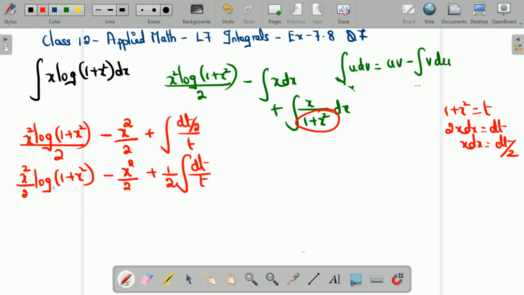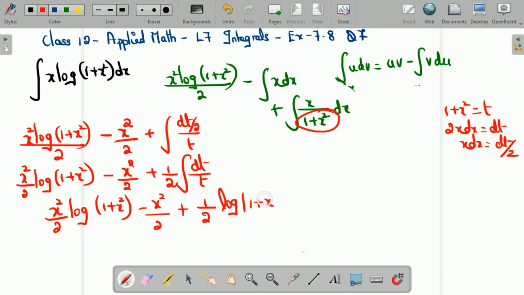So finally all the substitutions we can do after integration. So x squared by 2 log of 1 plus x squared minus x squared by 2 plus 1 by 2 log t. I'm putting back the expression. So it is 1 plus x squared plus c.